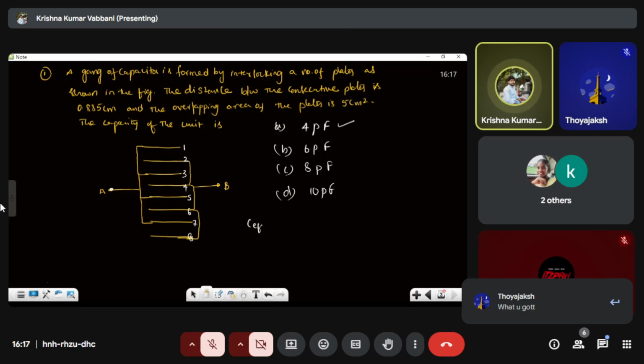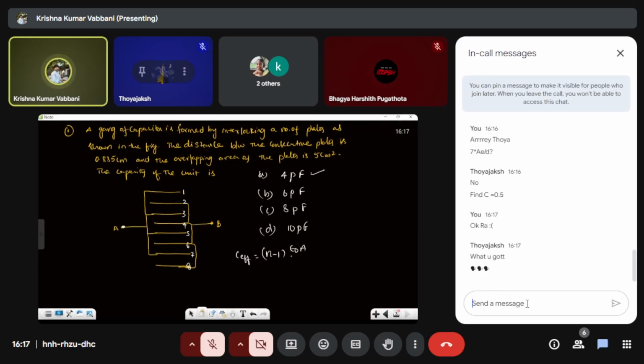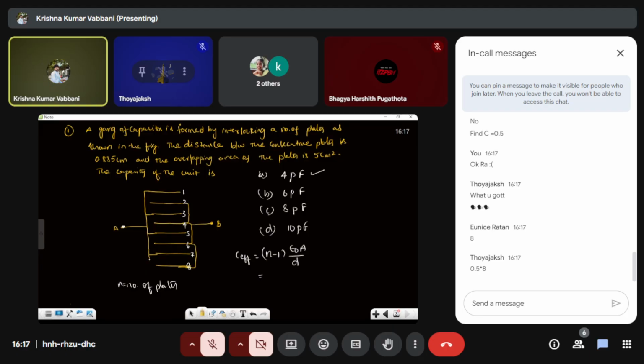So the answer is going to be (n minus 1) times capacitance epsilon naught A by D. We know what n is: n is the number of plates. How many here? Number of plates, 9 or 8? 1, 2, 3, 4, 5, 6, 7, 8. Here they have given 9, otherwise the answer will be wrong. Yes, this is 9.